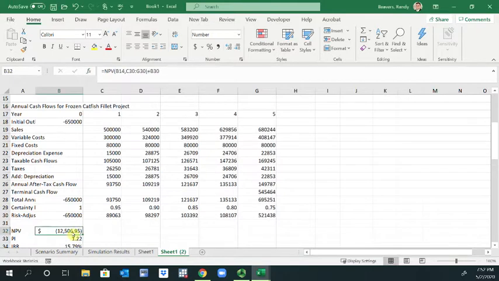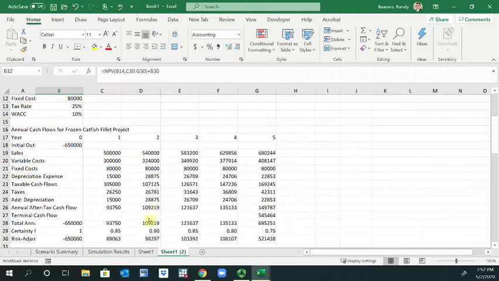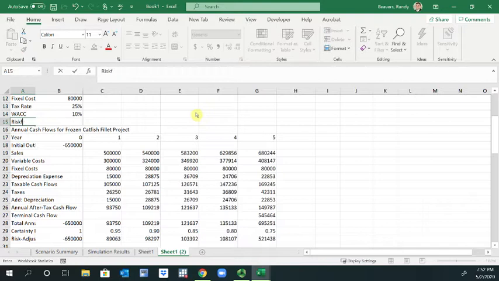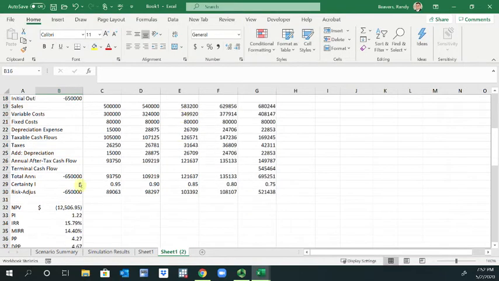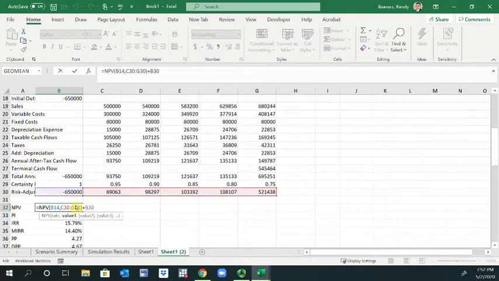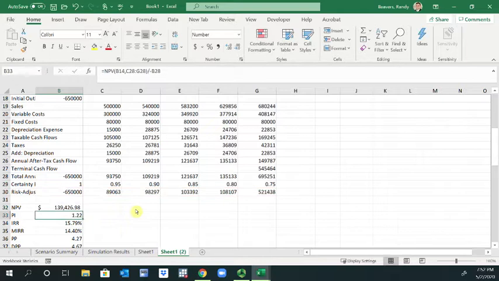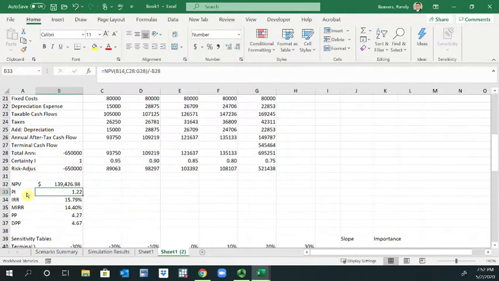One other modification we need to make, if you did the WACC, with certainty equivalent, you don't use the WACC, you actually use the risk-free rate. My apologies. So risk-free rate, 4%. Because the risk is handled here, thus you don't need to count it twice, as we see. So B14 will now be B15. And we'll get 139,426.98. So still positive NPV.